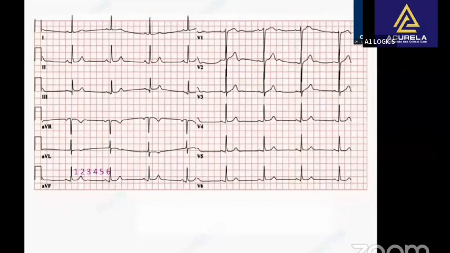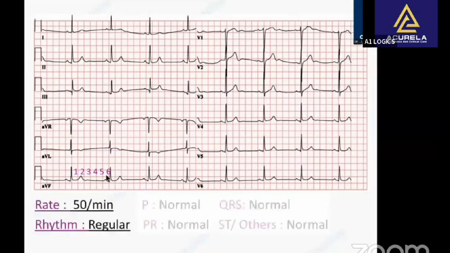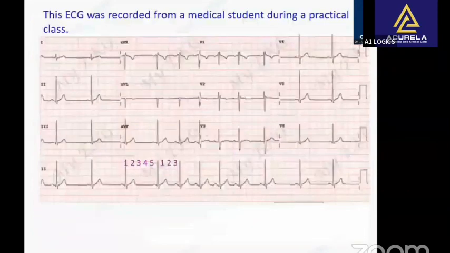Coming on to the next ECG, we're just going to focus on the rate and the rhythm. The RR interval occurs at constant intervals, and each P wave is being followed by the QRS complex. And what about the rate? There are 6 large boxes, so it's going to be 300 divided by 6. The rate is 50 and the rhythm is regular. So this is sinus bradycardia.